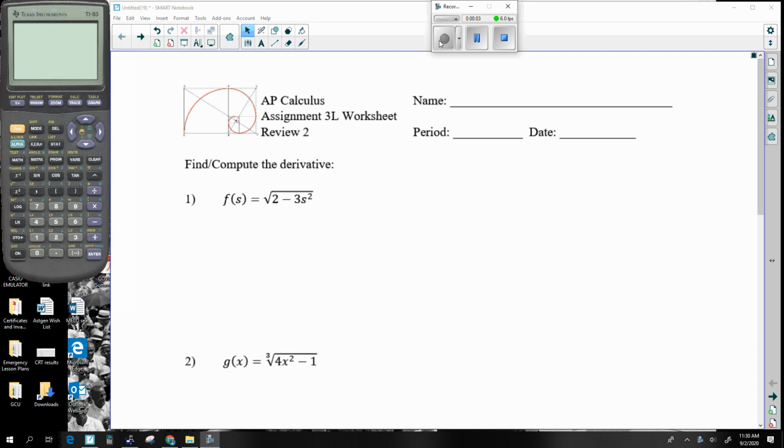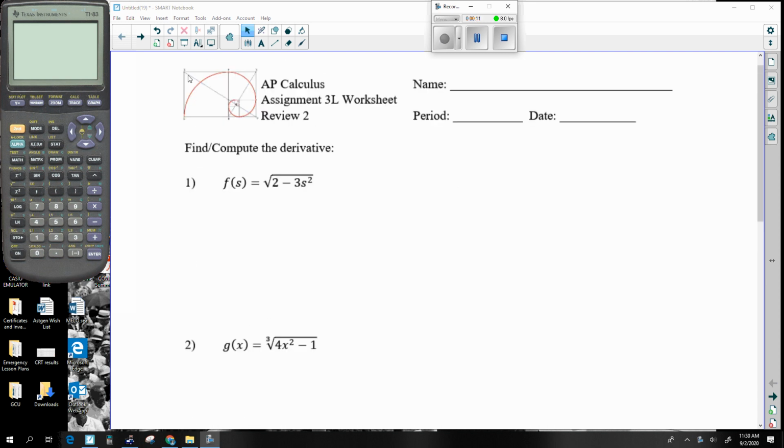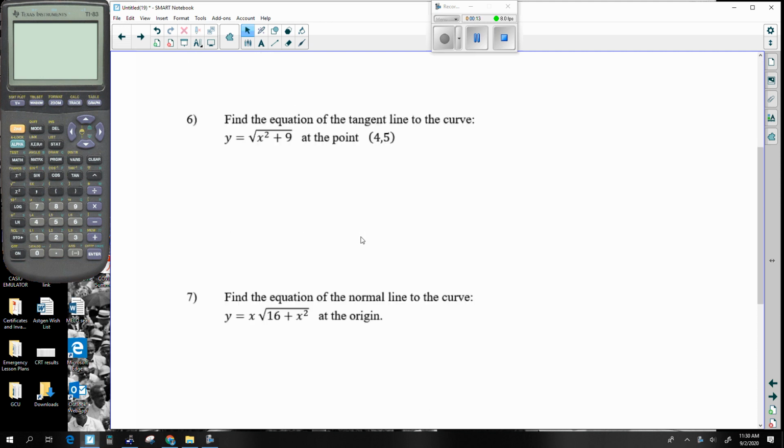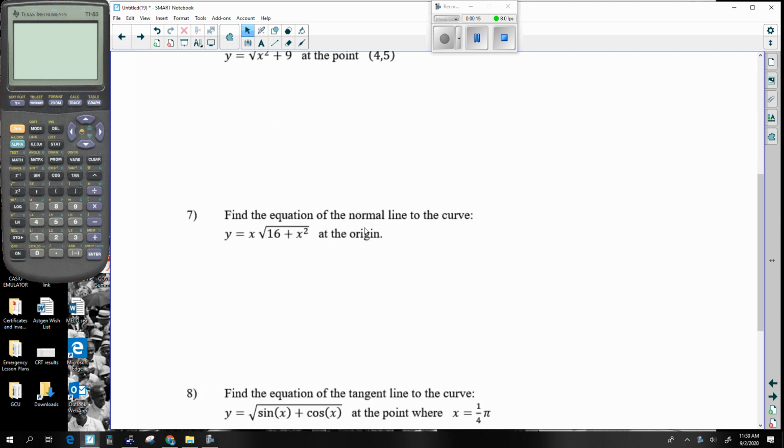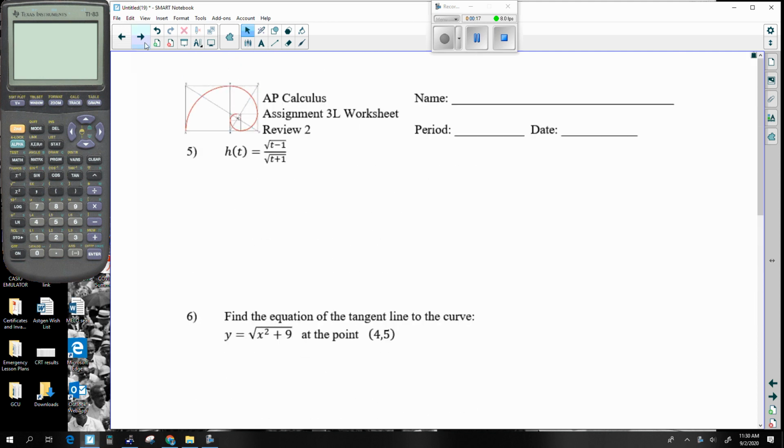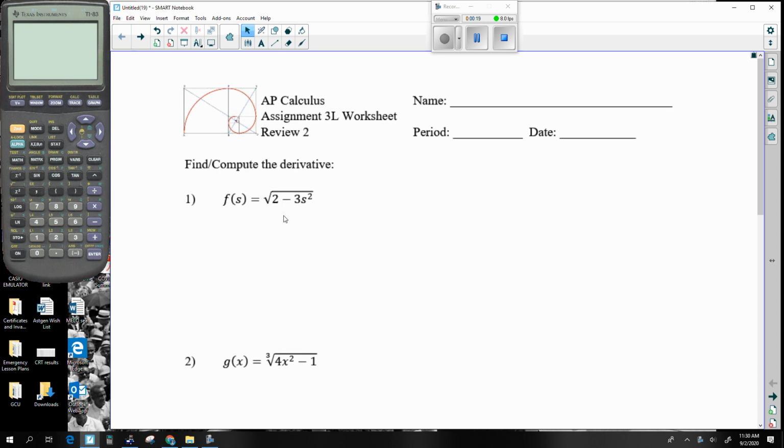All right, boys and girls, this is assignment 3L worksheet. This is a review. This is much like the previous assignment. However, we do have some additional problems in which they ask us to write equations of lines and things like that. So again, we are going to do our best to get these derivatives, and then most of them require some sort of cleanup process, but we'll cross that bridge when we get there.